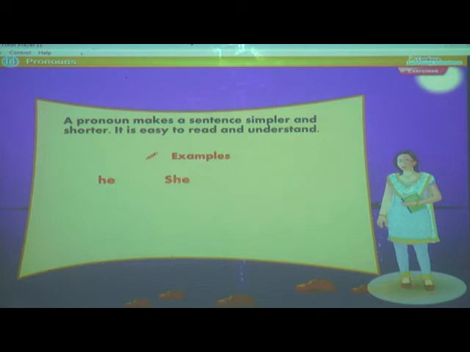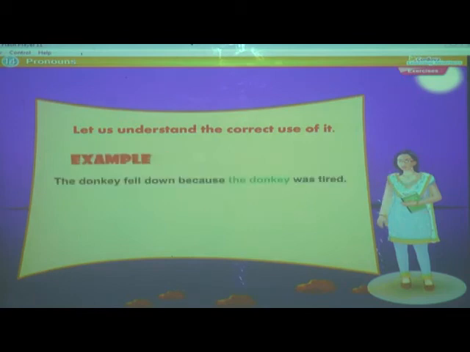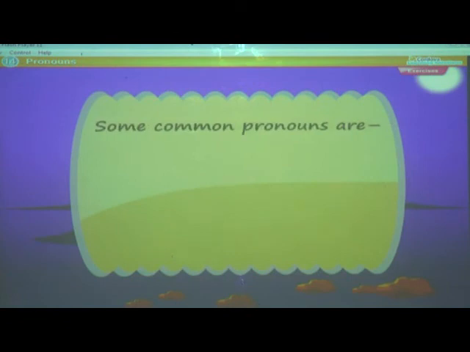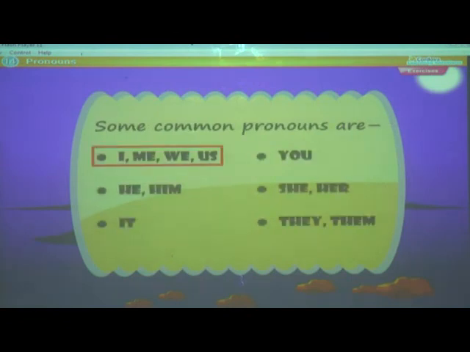Examples: he, she, it, they. Let us understand the correct use of it. Example: the donkey fell down because the donkey was tired. The donkey fell down because it was tired. Pronoun it has replaced 2 words, the and donkey. Some common pronouns are I, me, we, us, he, him, it, you, she, her, they, them.